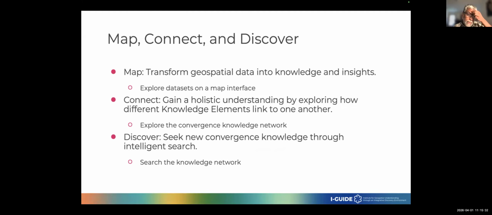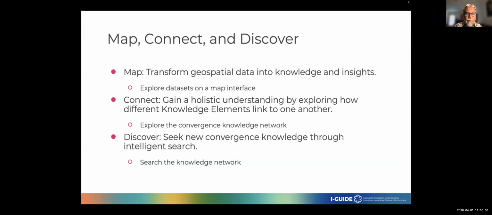On the front page, you will also see 3 things that iGuide has worked towards, which is map, connect, and discover. Map, essentially, you can say transforms geospatial data into knowledge and insights. You can explore the data sets that we have on a map interface. If you click on connect, essentially, the iGuide platform itself is the connection fabric, which helps scientists connect with knowledge on the platform.